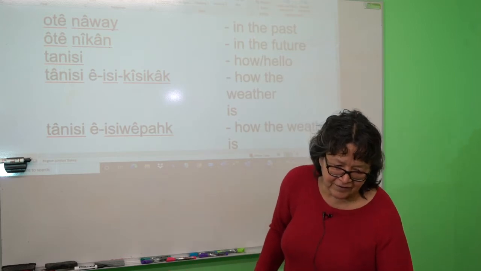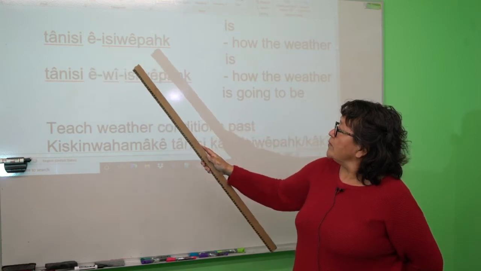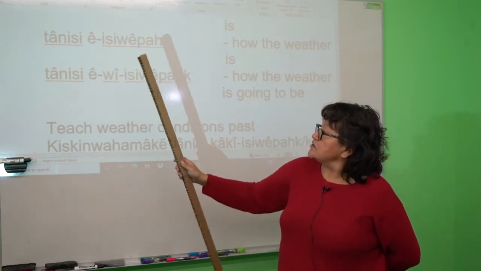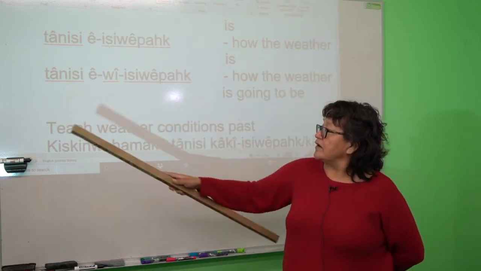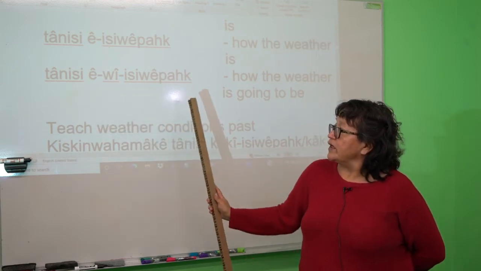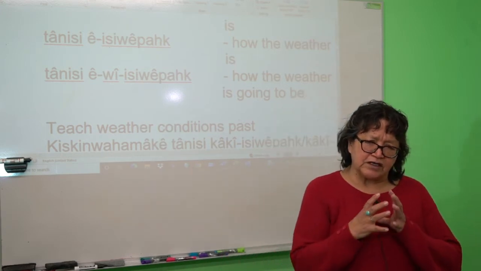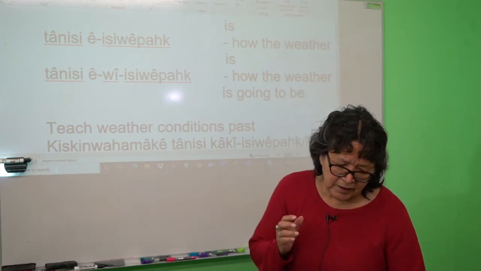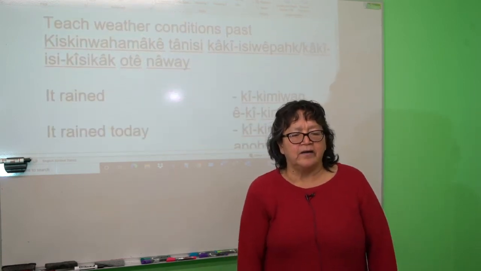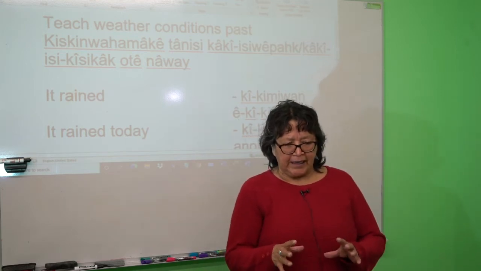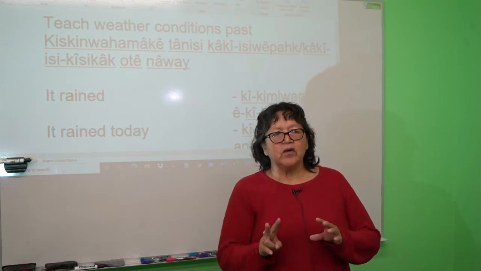Another way you'll hear this is Danise e isuebak. This marker, how the weather is going to be, is this marker here. Danise e wi isuebak. Okay, so those are the word lists from the first phrase that I was using. I took it apart. Do the word list on it, and then here I'm going to go into again with all the terminology of weather terms. You can say it both ways.